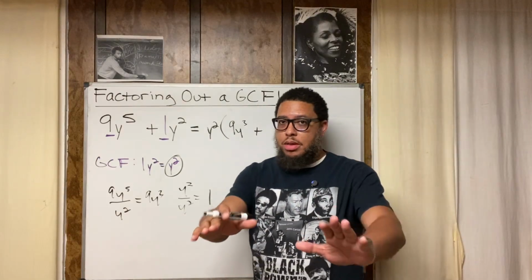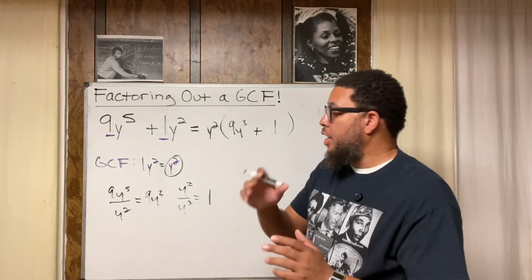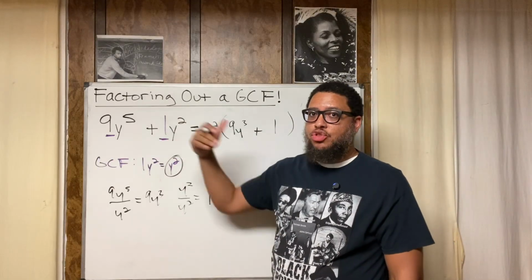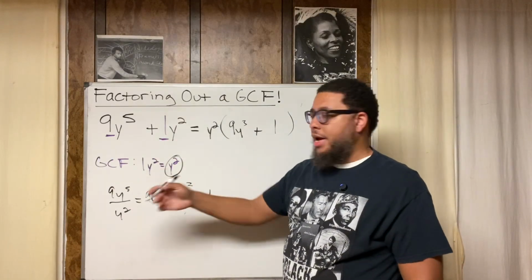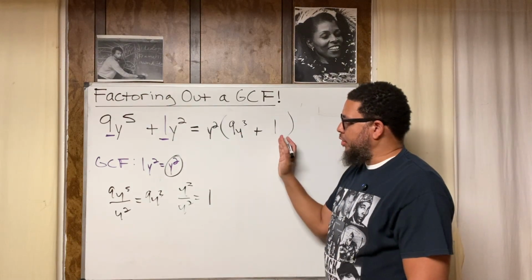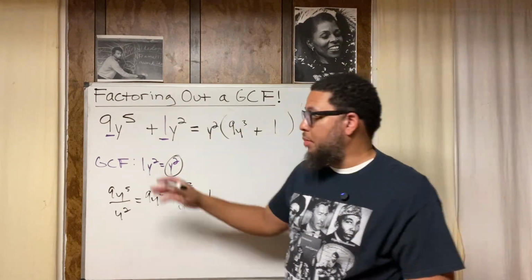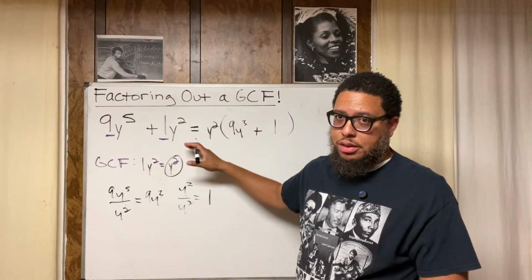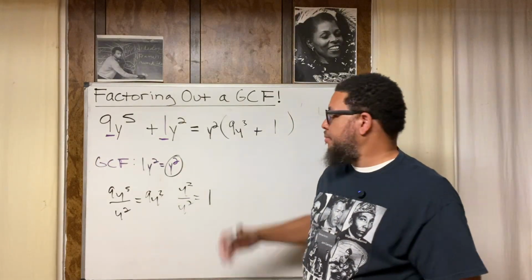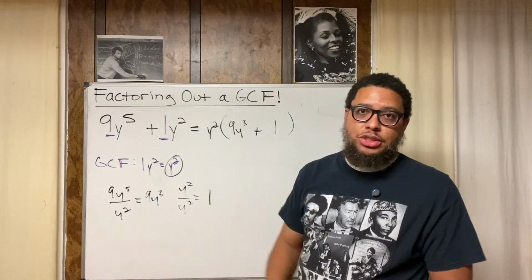All right, now wait, before I end the video, if you ever want to check your work, factoring is the opposite of distributing or multiplying out. So therefore, I should be able to take this GCF multiplied by each term in the parentheses, and my result should be the original expression. So you can play with that and make sure that your answer is correct.